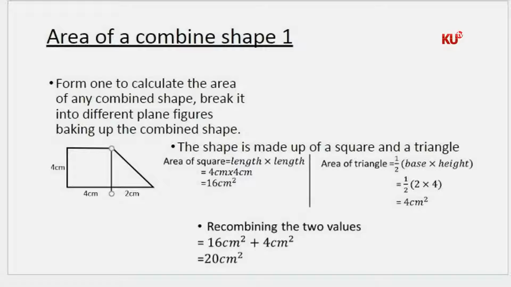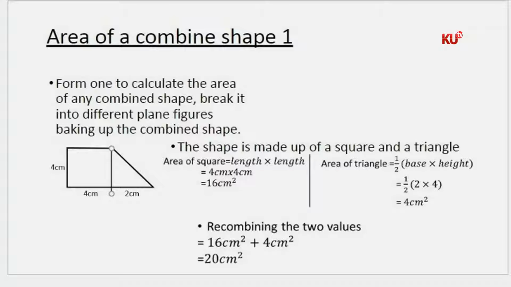So breaking up the combined shape, we can move on and see what the shape is made up of. You can see that shape on the screen. That is one of the combined shapes. And I have stated there, the shape is made up of a square and a triangle. You can see the square there. You can see the triangle. When you look at the square, the length is 4 centimeter. When you look at the triangle, the base is 2 centimeter, but some of us, I know, might get confused.